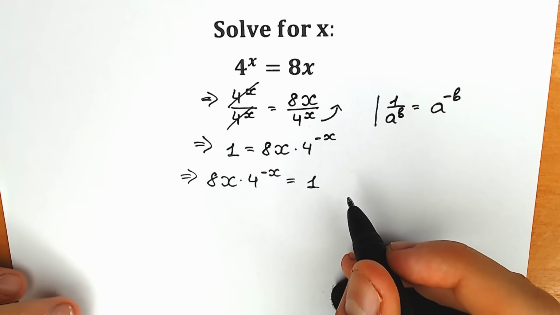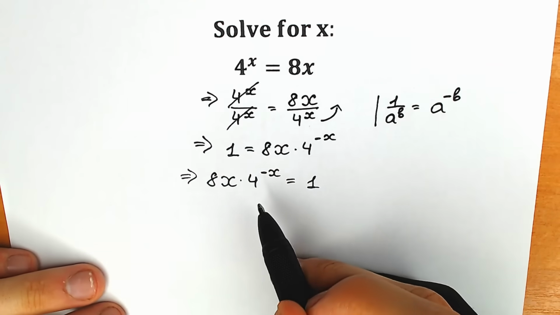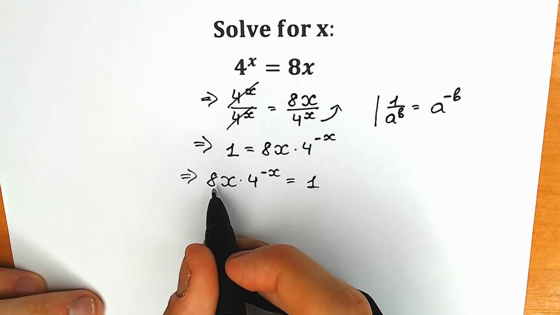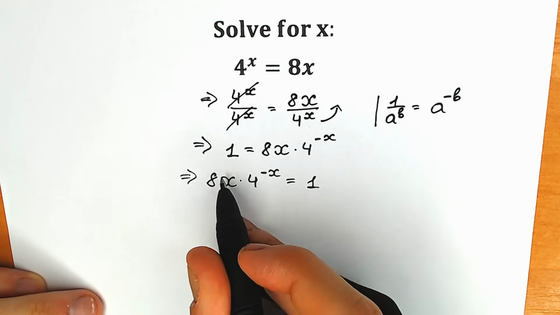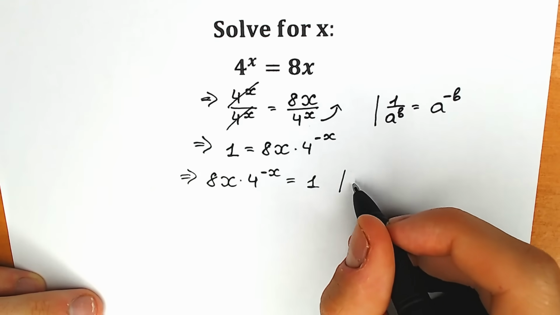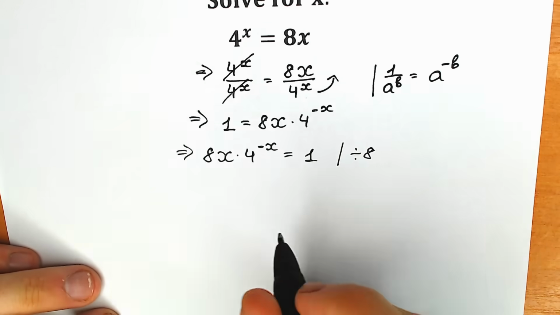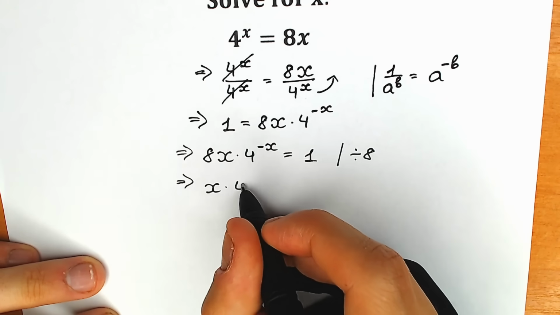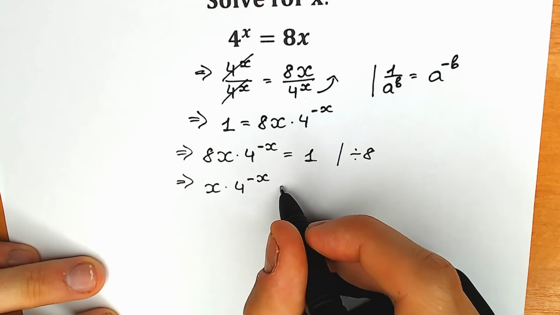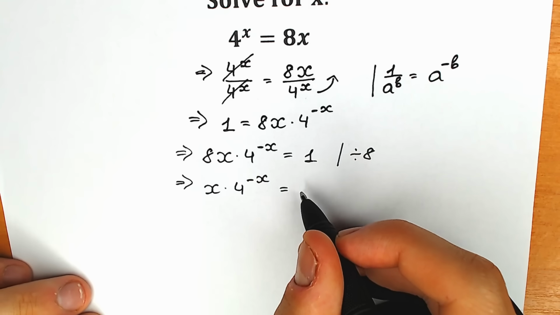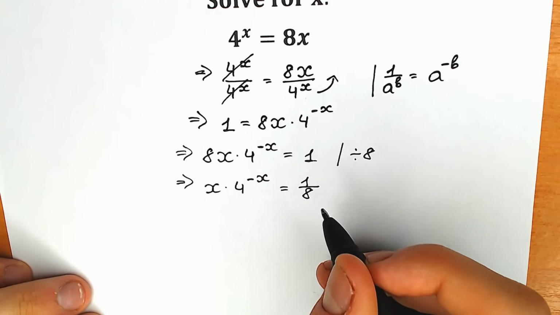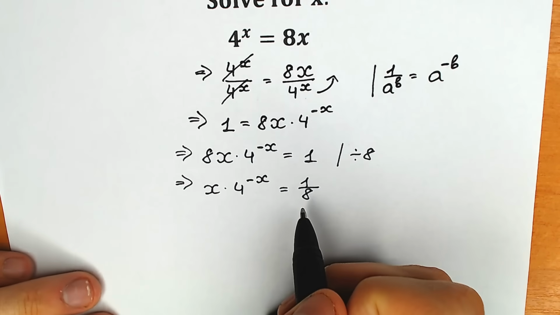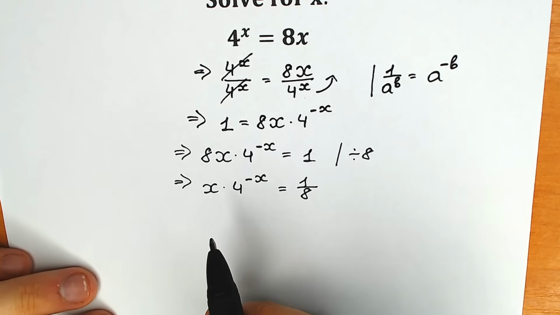Right now, let's divide both sides by 8. Whenever we divide both sides by 8, we can have the variables on the left side and our constant on the right side. So we don't need this 8 right here. We need only the expression with variables. When we divide, we cancel it from the left side. So we have x times 4 to the power minus x equal to 1 over 8. Yeah, we have a fraction, 1/8. Right now we have split it: the constant is on the right side, and the expression with variables is on the left side.